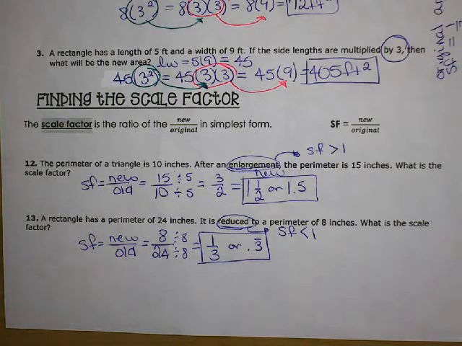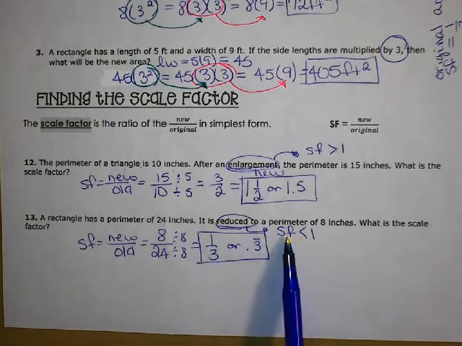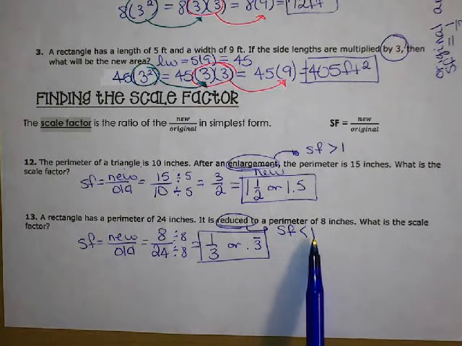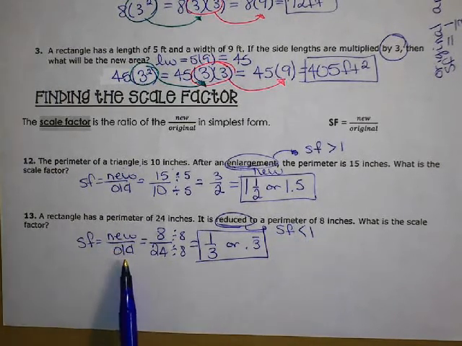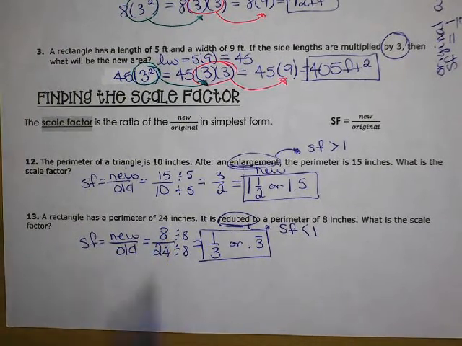Did you get 1/3 or 0.3 repeating? This one had a reduced scale factor, which means your scale factor is going to be less than 1. You put the new over the old. 8 over 24. I can simplify them both by 8 and I get 1/3 or 0.3 repeating.